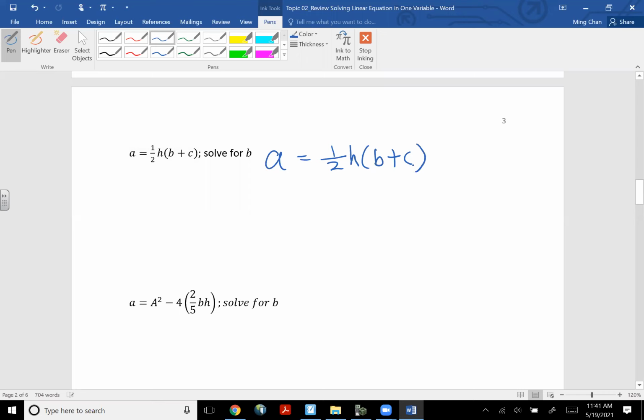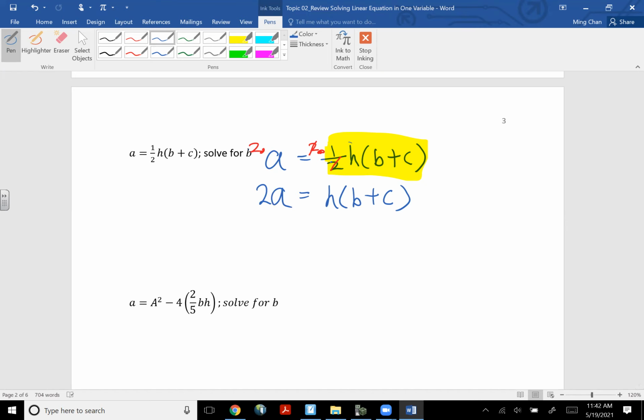Whenever you're dealing with an equation like this involving one fraction, since I only have two terms, it'll be a lot easier if I can get rid of that half. So what I can do is multiply both terms by the LCD, which is 2, because the 2 and the half will cancel out. The only thing I have left on the right hand side is simply 1H times B plus C equal to 2 times A. That's how I get rid of the half, by multiplying both terms by the LCD.